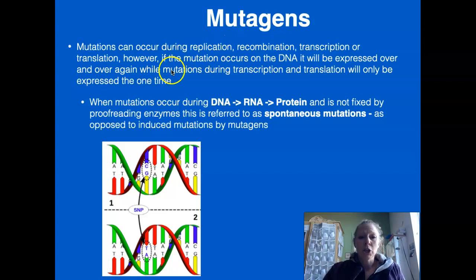And so when mutations occur during DNA, RNA, protein, or during the central dogma, and it is not fixed by proofreading enzymes, we call this a spontaneous mutation. It's spontaneous as opposed to an induced mutation by a mutagen. So it just happened during replication or something, and it just wasn't fixed. It wasn't caused by something outside in the world.